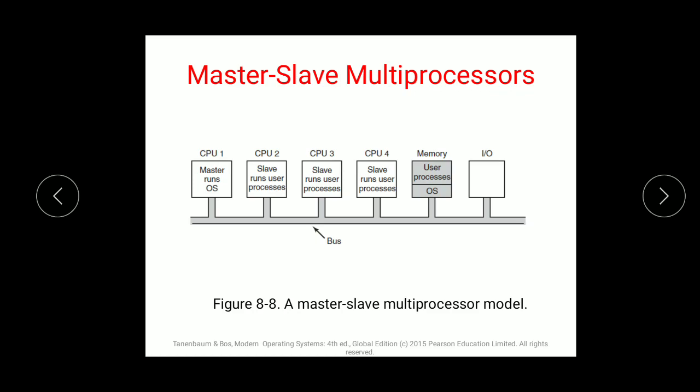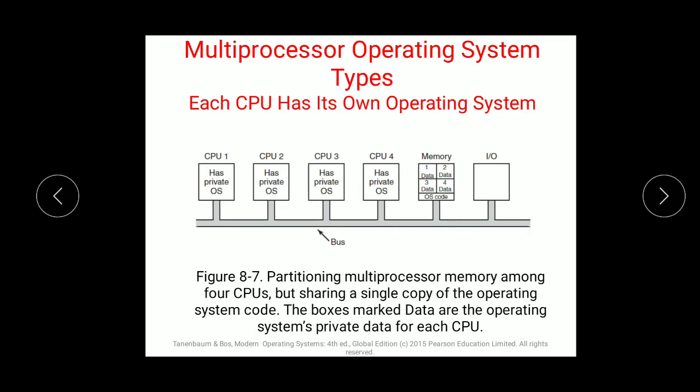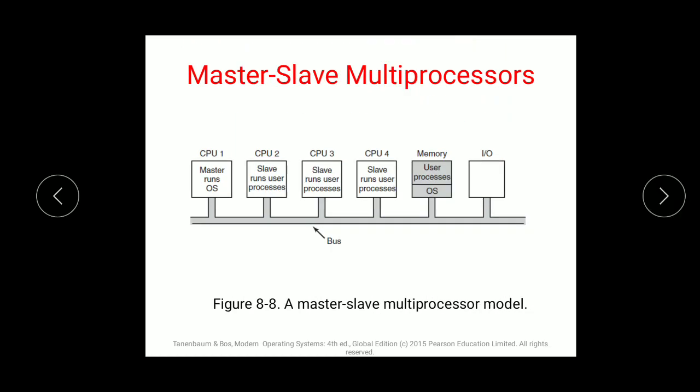So the master slave multiprocessor can be asked in the exams also. It's a very important question, as well as the first one, that is, each CPU has its own operating system. These are the two important topics which are frequently asked in the examination. Questions come in the exams, so please refer to it.